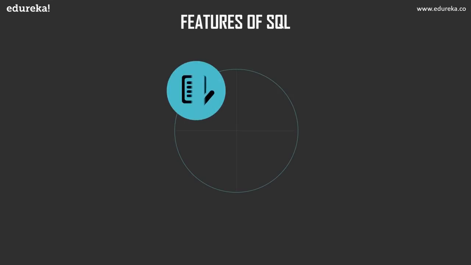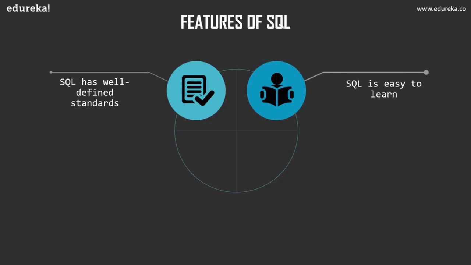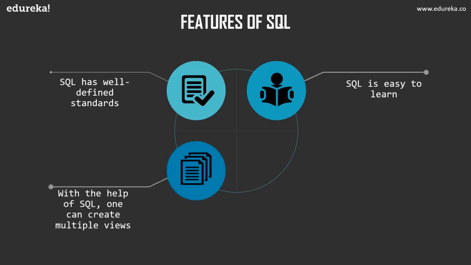Now, let's look at some of the features of SQL. So the first feature is SQL has well-defined standards. As it says, developers of SQL have clearly mentioned how exactly each and every query has to be written. There is no room for ambiguity when it comes to writing a query. The standards have to be followed. SQL is easy to learn. Yes, SQL is a language that is used to work with a database. Since SQL has a large user base as well as well-defined standards, for a beginner it is really easy to learn. Next one is, in SQL, we can create multiple views.